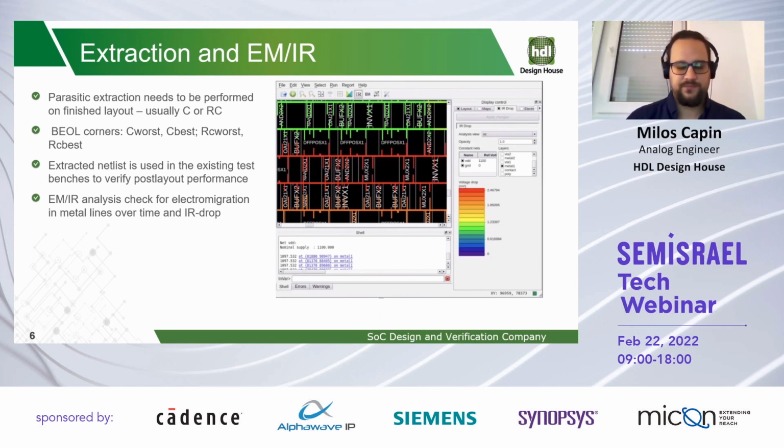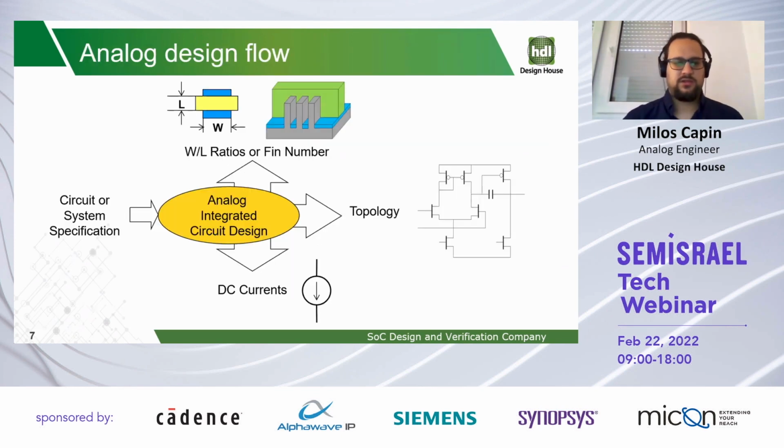And there are some other very specific simulations like the electromigration and IR drop analysis. It is a very important analysis in some cases, and it can tell us if some of the lines that we have drawn are too thin, if they can carry the current, or if the voltage drop is too high on them. So how do we design?